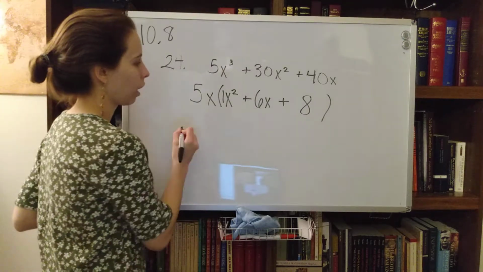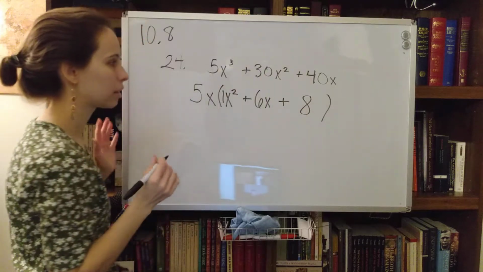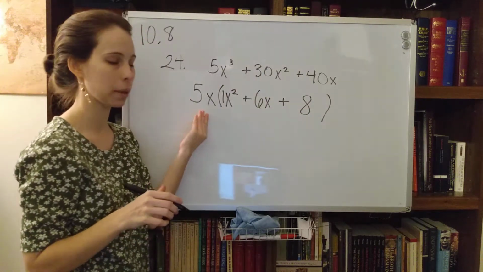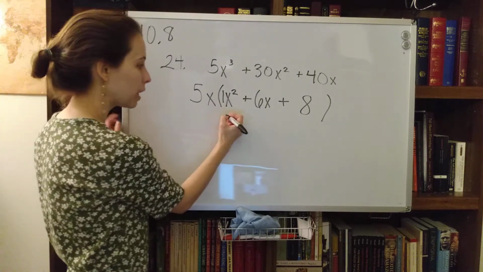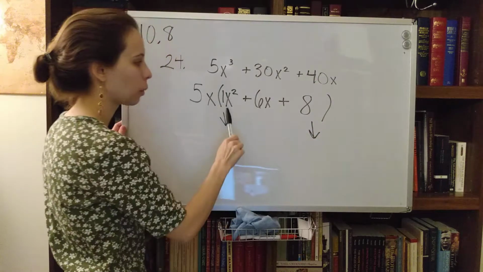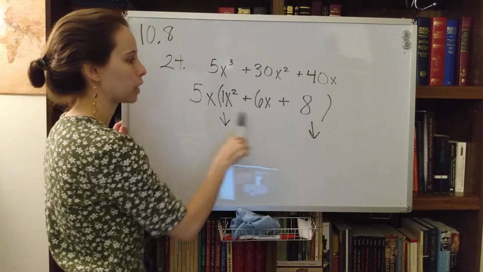Very good. All right, so we now have it simplified, but it's not factored all the way. We've just used the distributive property to make this less complicated. We still have to factor this long expression in the parentheses. What is the name of a 3-term polynomial?